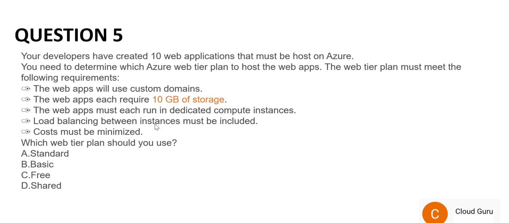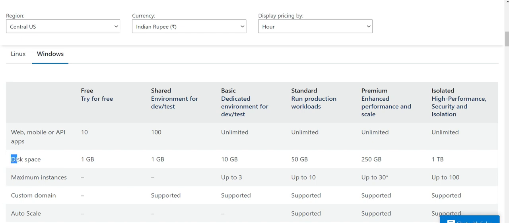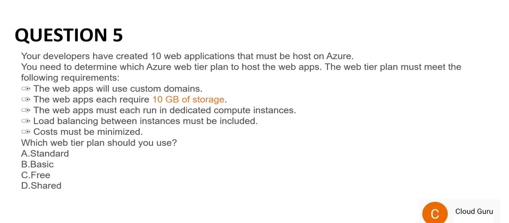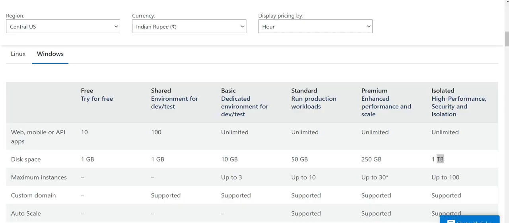A technique to answer this is usually storage. Storage is disk space. The cheaper ones give 1 GB each, and from basic onwards you have 10 GB, 50 GB, 250 GB, 1 terabyte. Our question says 10 GB. Hence, basic is the answer. Why?